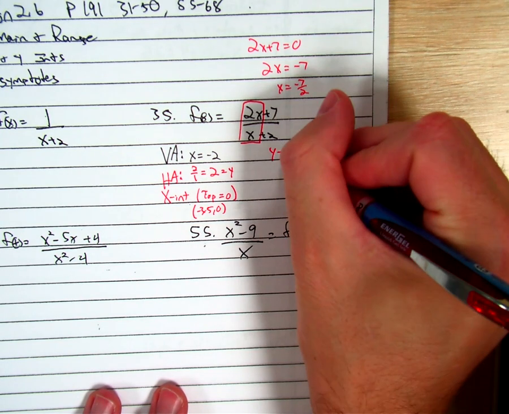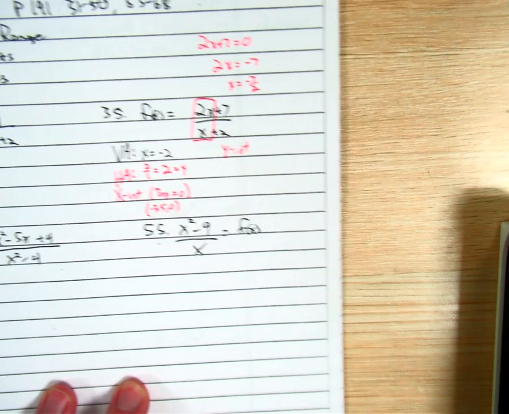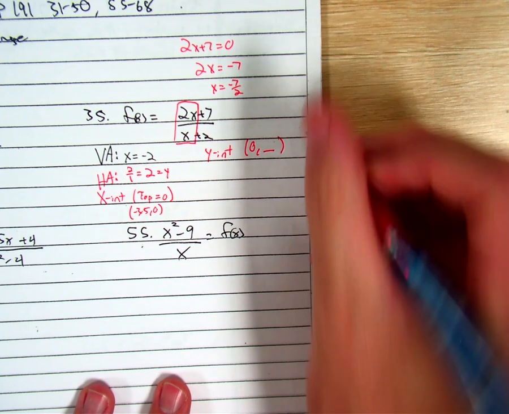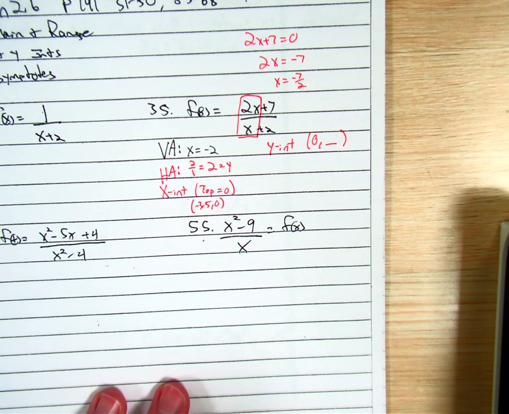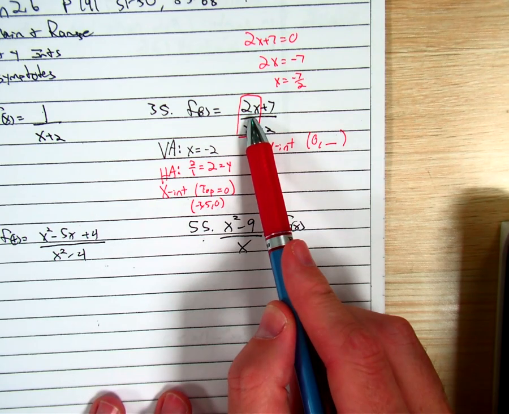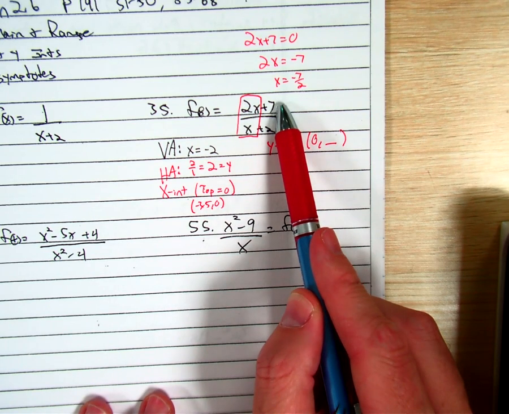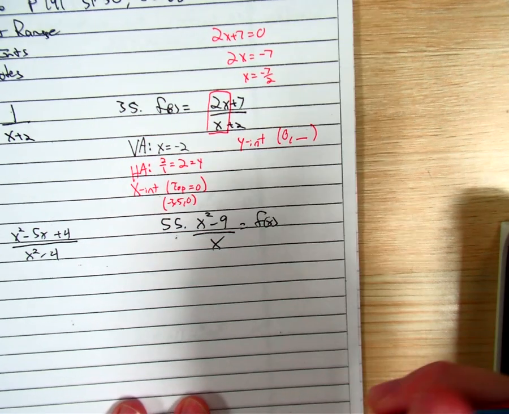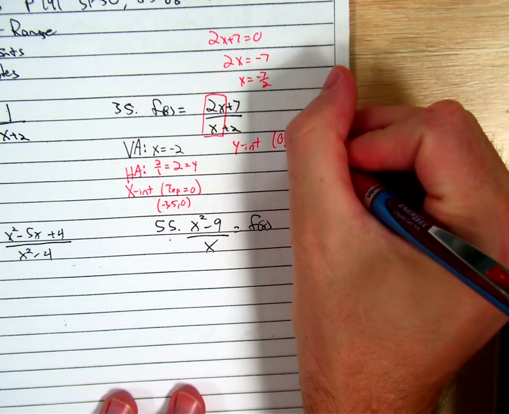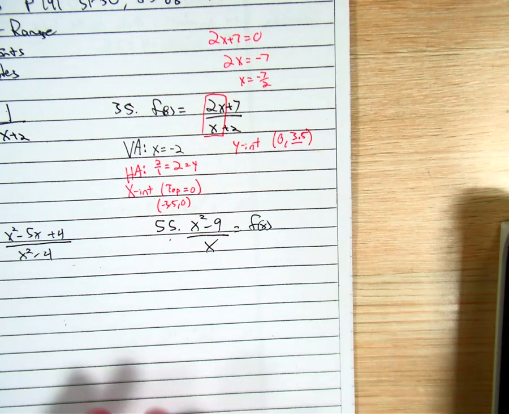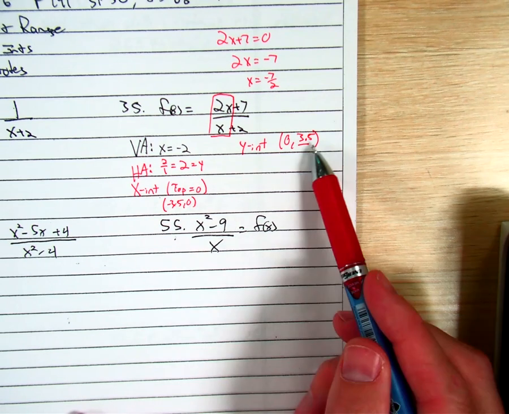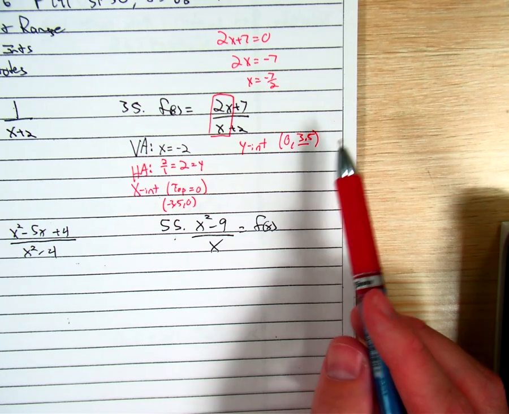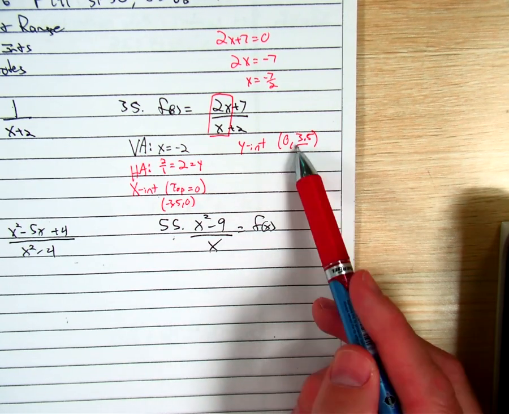Your y-intercept comes from substituting 0 in. It's always 0 comma something. So if I plug 0 in, we'll have 2 times 0, 0, plus 7 on the top, and 0 plus 2 on the bottom. So we'll have positive 7 over positive 2. That's positive 7 halves, or 3.5. 0 comma 3.5. Okay, just a coincidence that those are the same number but opposite. That doesn't always happen. That's just a coincidence this time, so don't think that that is related.